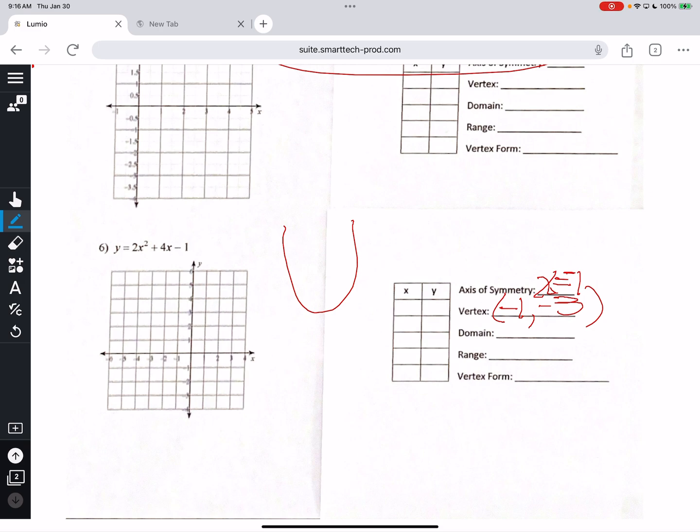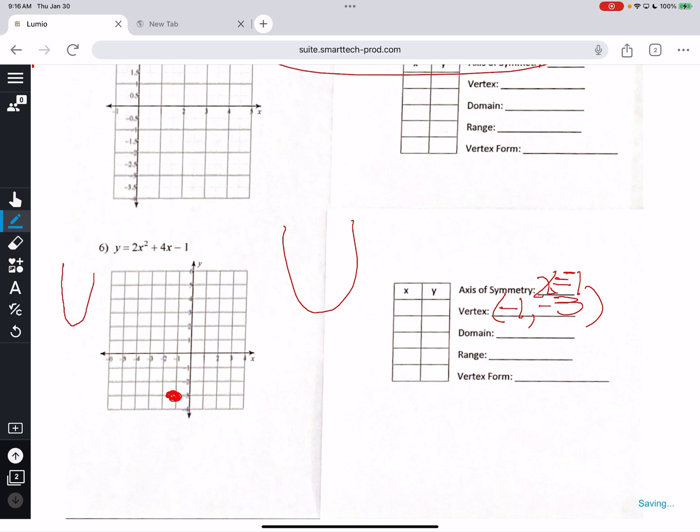I forgot. Opposite B over 2A. Right. So we had -4 over 2 times 2. So that gave us -1. Okay, and then how do you find the -3? You took the -1, plugged it into your equation. All right, vertex -1, -3. And you've already said it's a happy face.